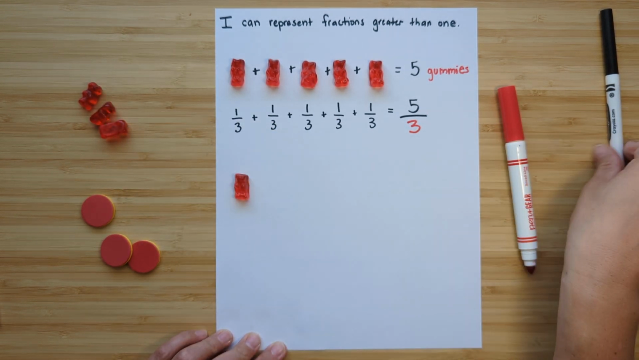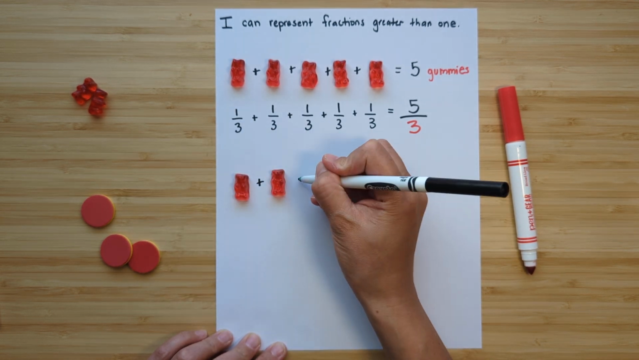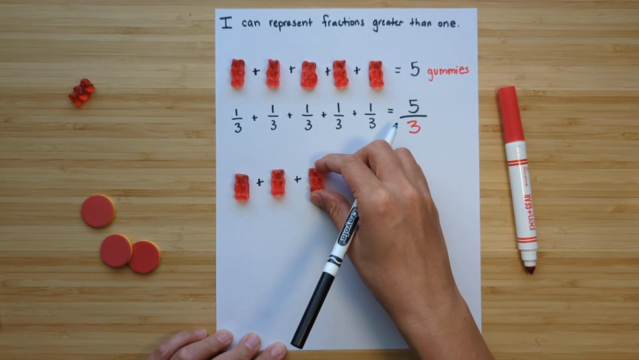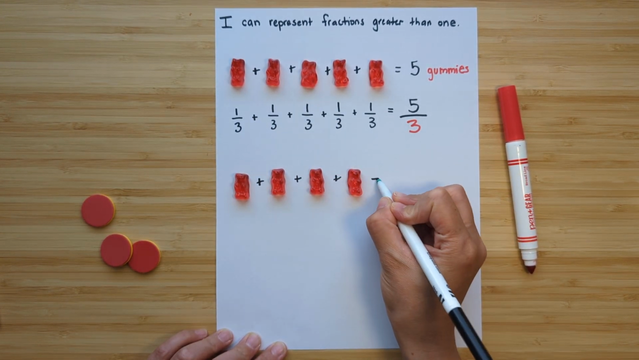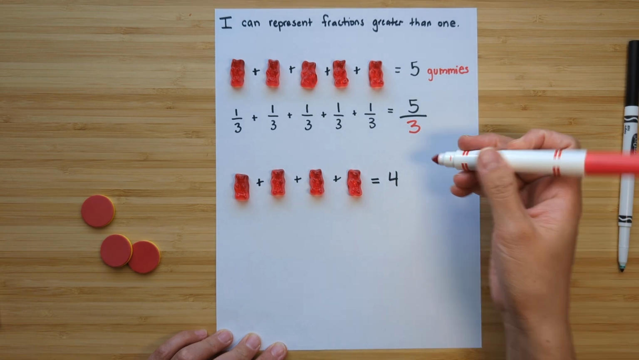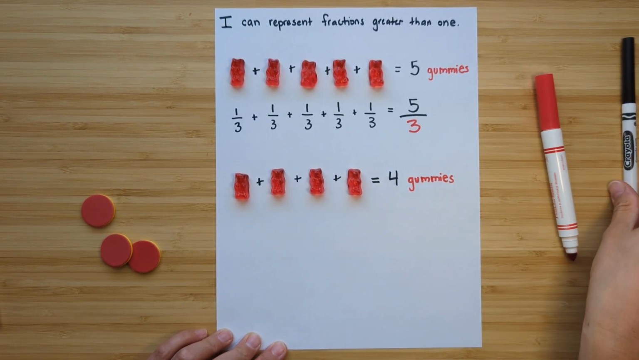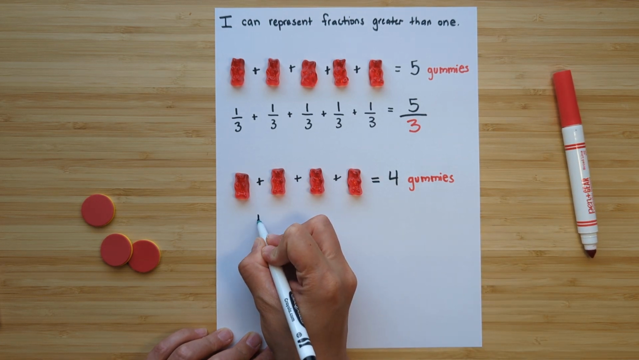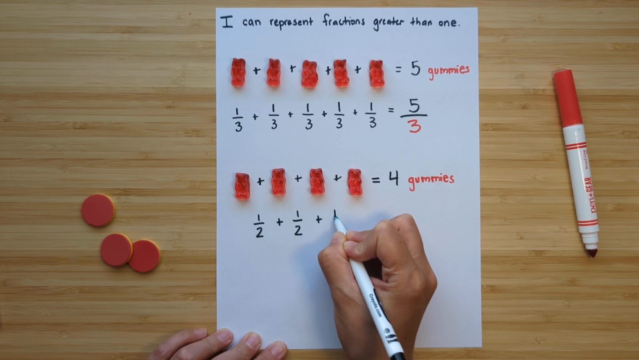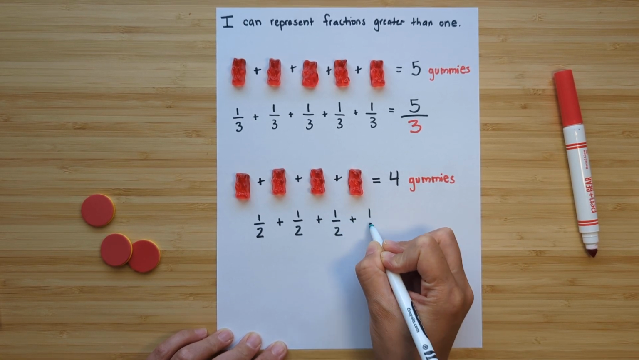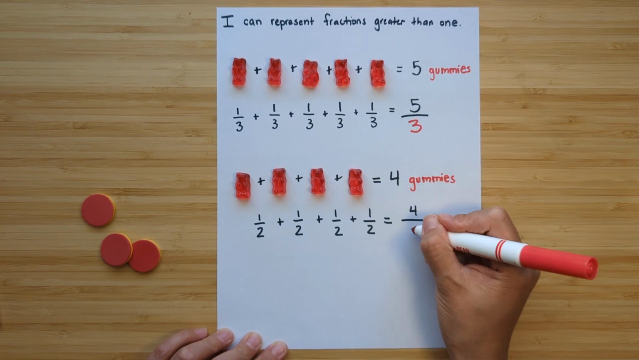Let's try it again. So there's one gummy plus one gummy plus one gummy plus one gummy is equal to 4 gummies. Just like I could say 1/2 plus 1/2 plus 1/2 plus 1/2 is equal to 4/2.